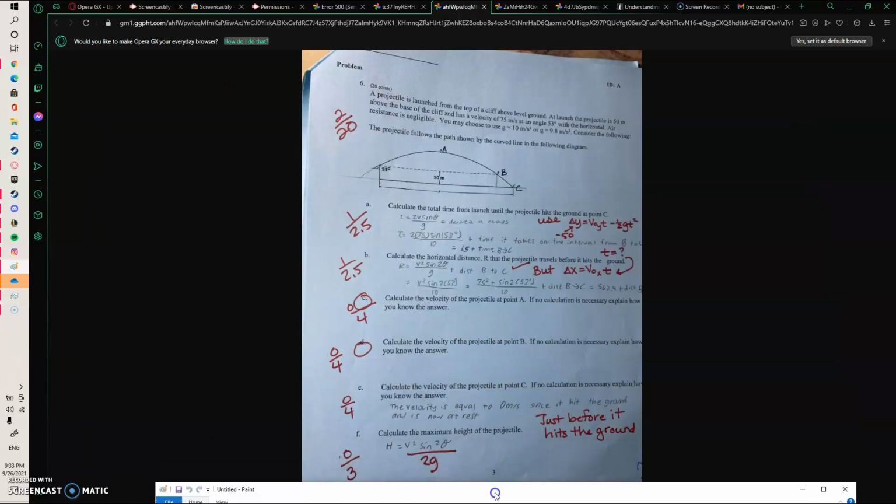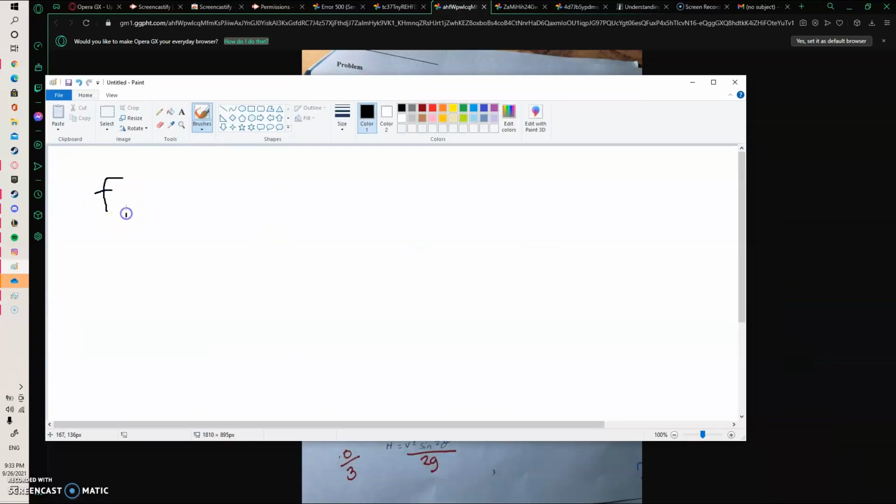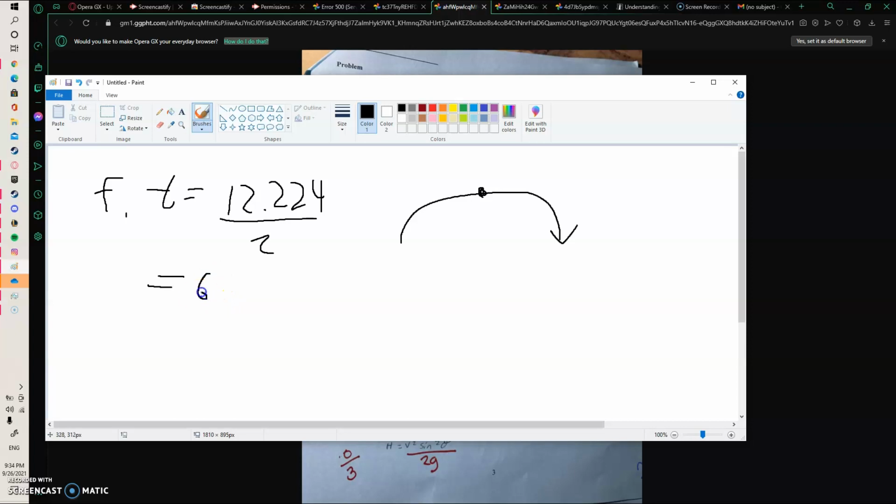Next question is, we're going to calculate the maximum height of the projectile. We're going to use just the time at the max height, which should be halfway through it, right? Because it's like a curve, which is halfway, and we know that the total time is 12.224, and then we're going to divide that by 2, and we're going to get 6.1125.